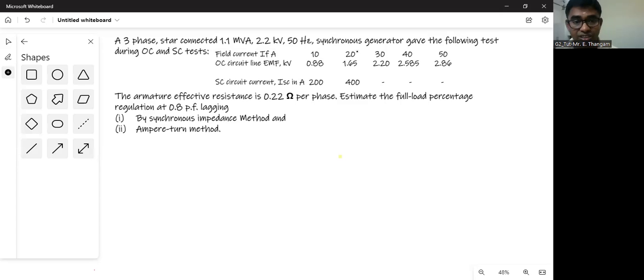Okay, so now let me start doing this problem. Definitely at the end of the session, you will be able to calculate the voltage regulation of a synchronous generator on your own, right? So we usually start the problem with the given data to find everything, right? So let me write the given data.